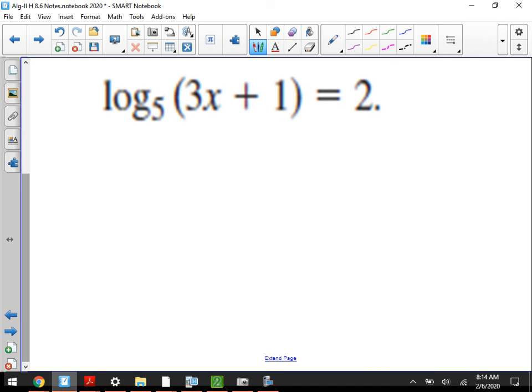Yeah, exactly. It's got a 5 in it. Notice you've got a log on one side and no logs on the other. How do I get rid of the log? I have to exponentiate. If I exponentiate one side, I have to exponentiate the other side. What do I exponentiate with? 5.